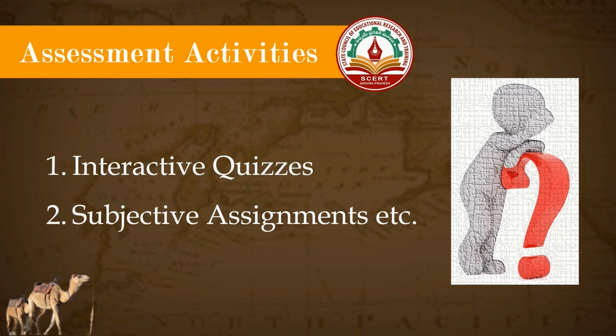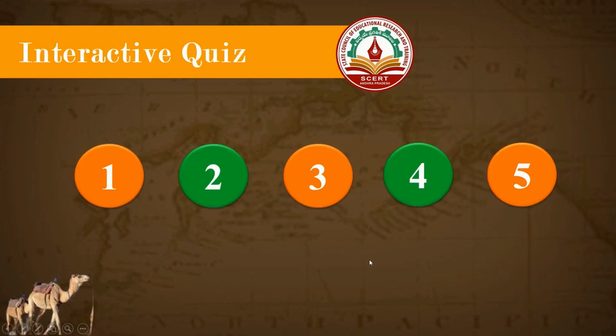Why we have to organize assessment activities? Yes, to know how far the learning outcomes were achieved by the students, we have to organize various assessment activities. For example, interactive quiz. This slide is called as dashboard of interactive quiz. From this dashboard, student can choose a number which he or she want.